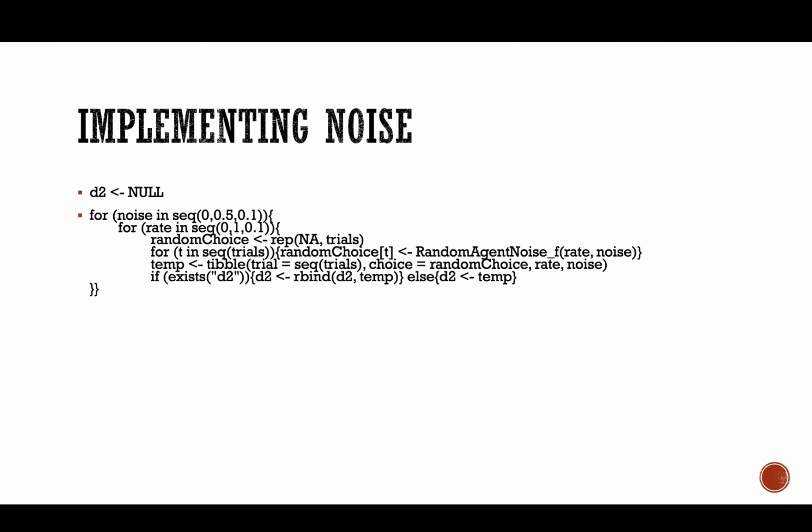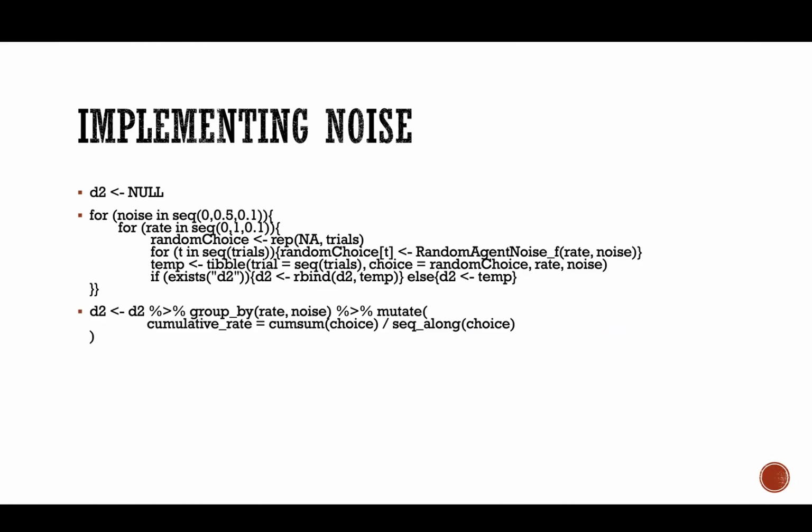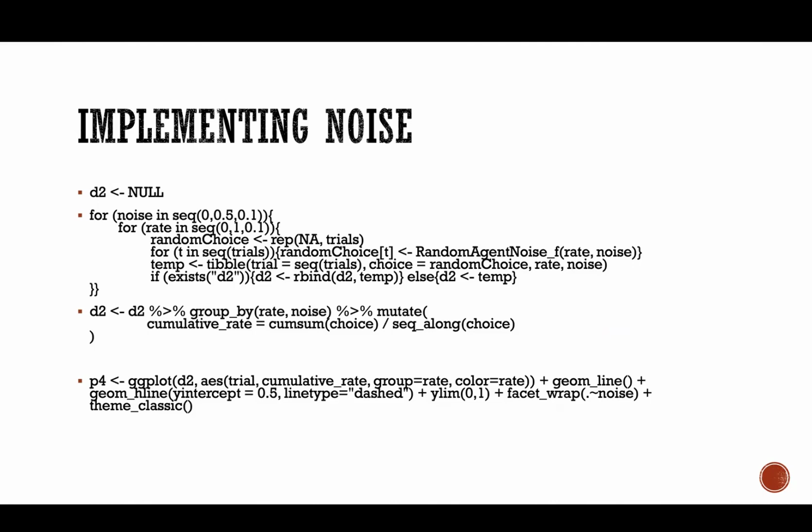And then with that given level of noise, we loop through all the rates. For that given level of rate and noise, we loop through the trials. And then we save. So it's the same logic as before. Then we calculate the cumulative rate. And then we plot, just like before, with the trial as the x, the cumulative rate as the y. The color is given by the rate. And then we make different facets according to the level of noise.